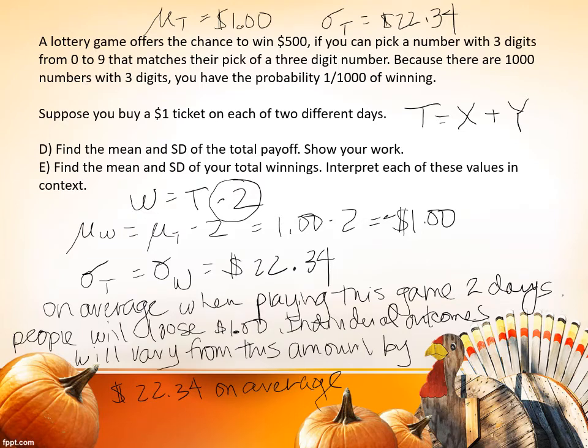So here it is in context. On average, when playing this game, people will lose $1. Individual outcomes will vary from this amount by about $22.34 on average. So again, this problem, not so bad. I've just added and subtracted to transform my variables and combine them. Let's try a different problem.